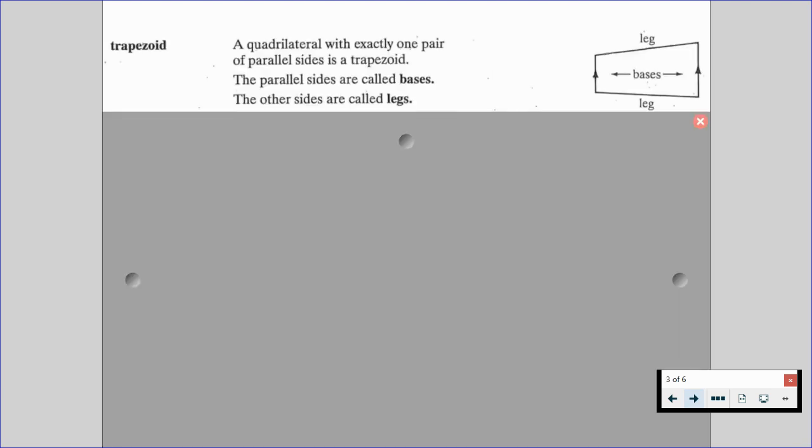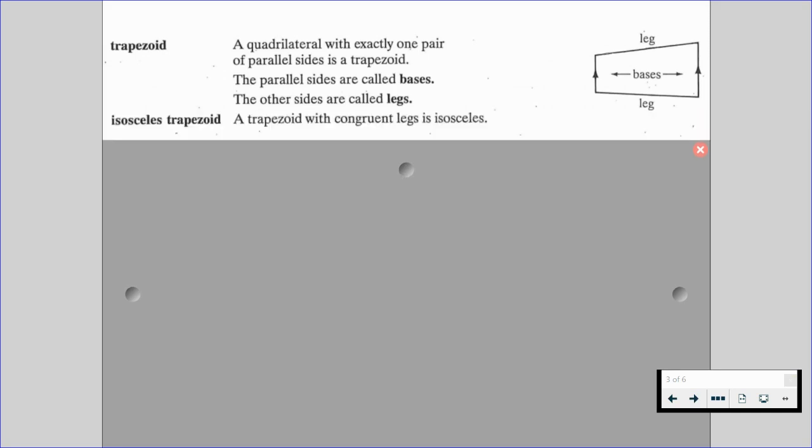Let's begin. So a trapezoid: a quadrilateral with exactly one pair of parallel sides is a trapezoid. The parallel sides are called bases, and the other sides are called legs. Notice how there is only one pair of parallel sides here. So this is not a parallelogram because we do not have two pairs of parallel sides. We only have one pair. The parallel sides, again, are the bases, and the other sides are going to be called the legs.